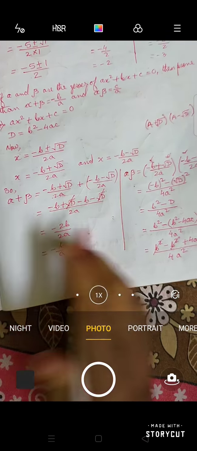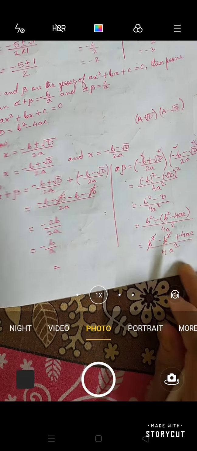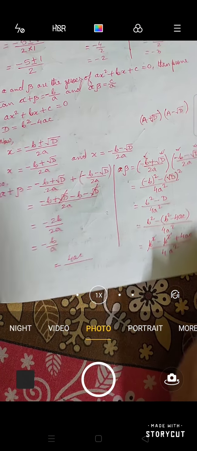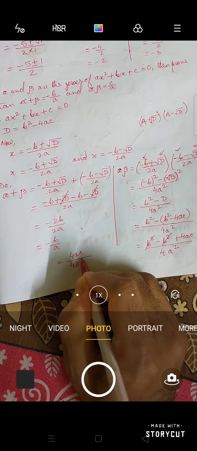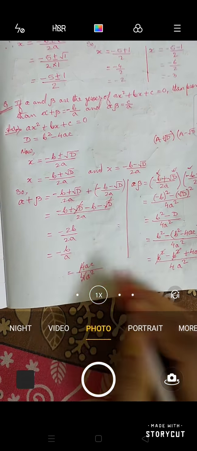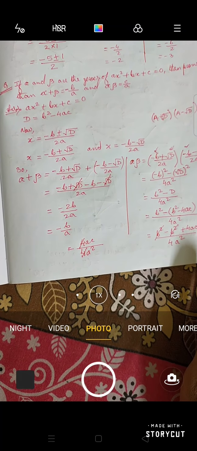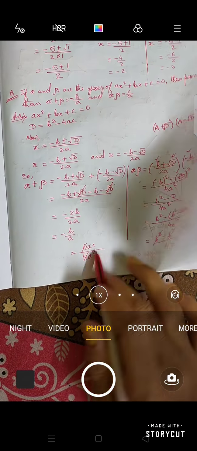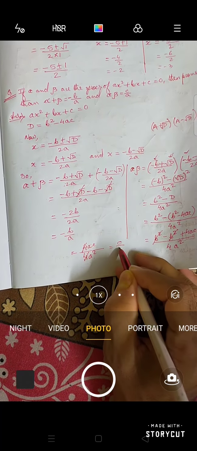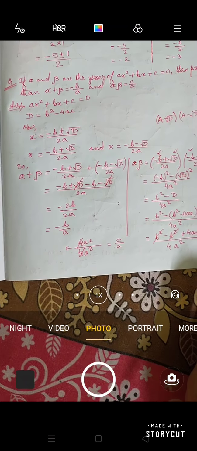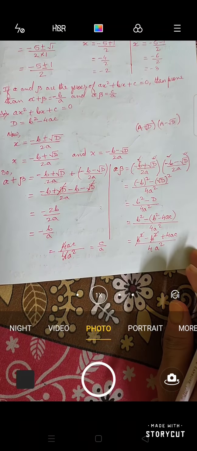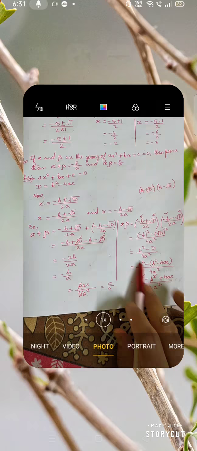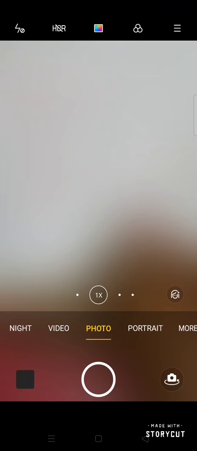Now I'm writing over here, I'm saving a little page, that means there is no space. So I'm writing this one as 4ac by 4a square. Now you can see 4 and 4 will be cancelled, correct? And in the numerator one a and in the denominator one a will be cancelled, that means you will be having c by a. Understood? Okay. So that was alpha plus beta equals minus b by a, and alpha into beta is c by a.